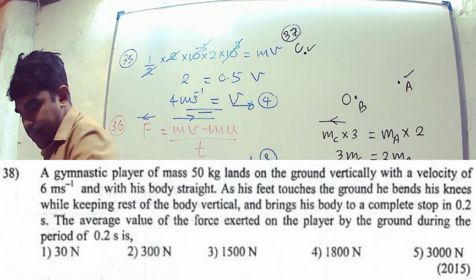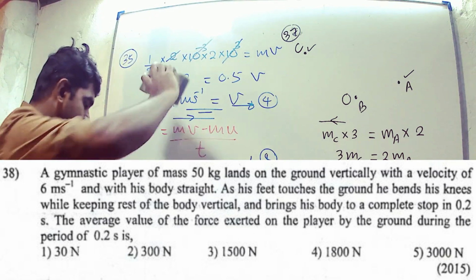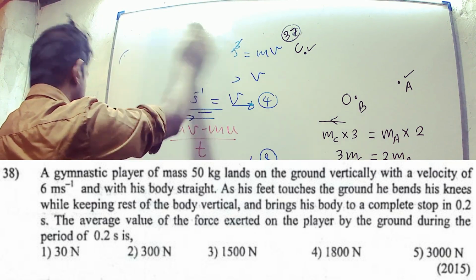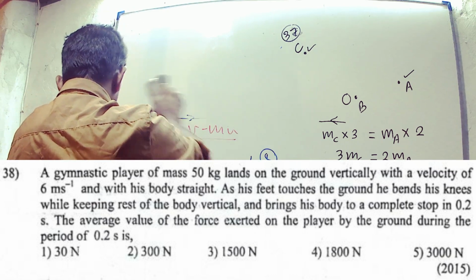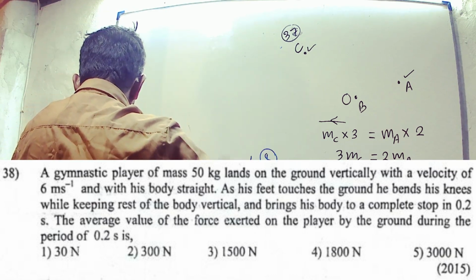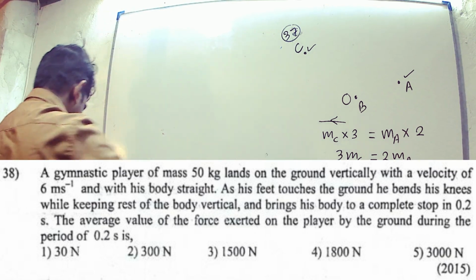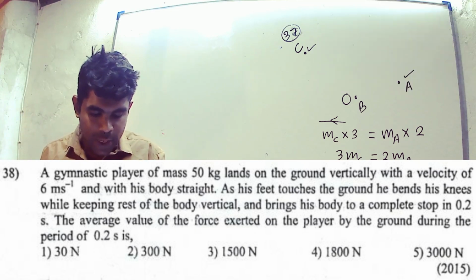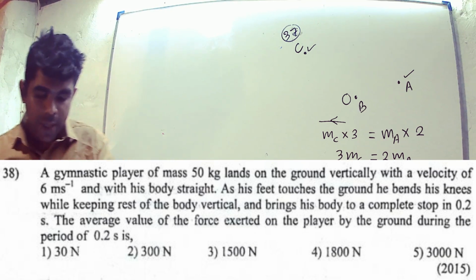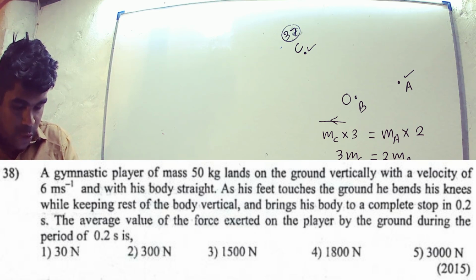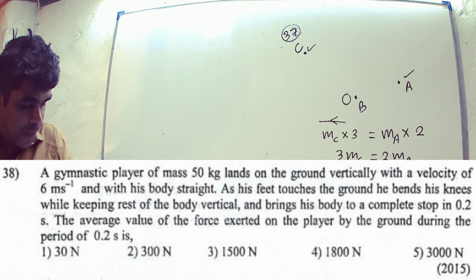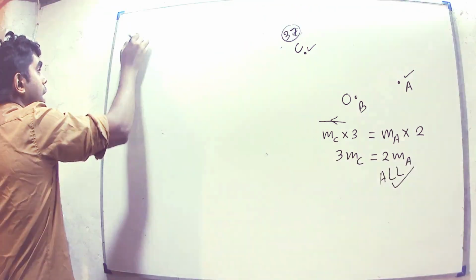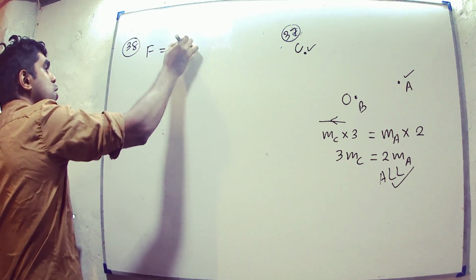Then 38. A gymnastic player of mass 500 kilograms lands on the ground vertically with a velocity of 6 meters per second and with his body straight. As his feet touch the ground, he bends his knees while keeping the rest of the body vertical and brings his body to a complete stop in 0.2 seconds. The average value of force exerted on the player by the ground during the period of 0.2 seconds is? You know that force is the rate of change of momentum.